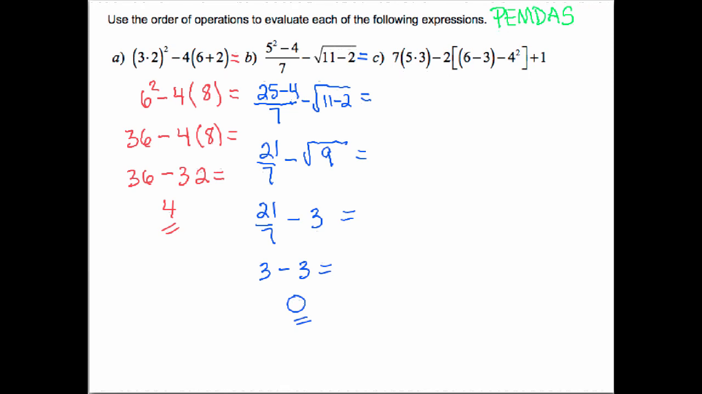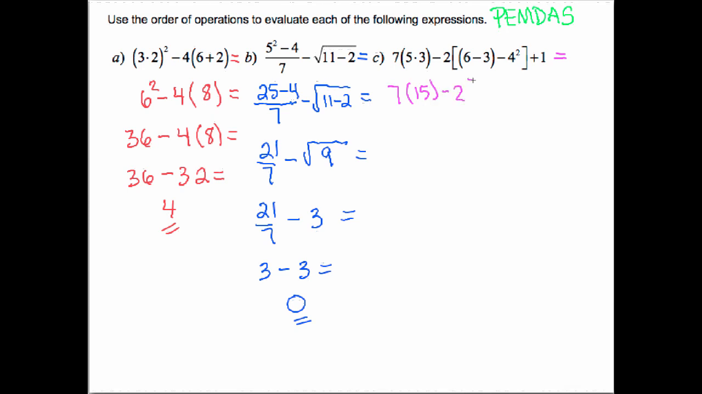In the last calculation, which seems a little bit lengthy, doesn't it? We have 7 times 5 times 3, minus 2 times the quantity of 6 minus 3, minus 4 squared, end of quantity, plus 1. This is equal to. I want to work within the parentheses first. Working from left to right, I have 7 times 15. That's 5 times 3, isn't it?